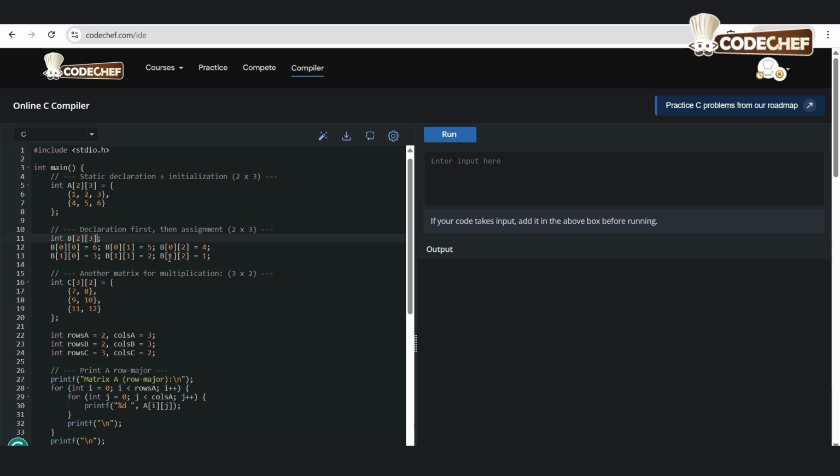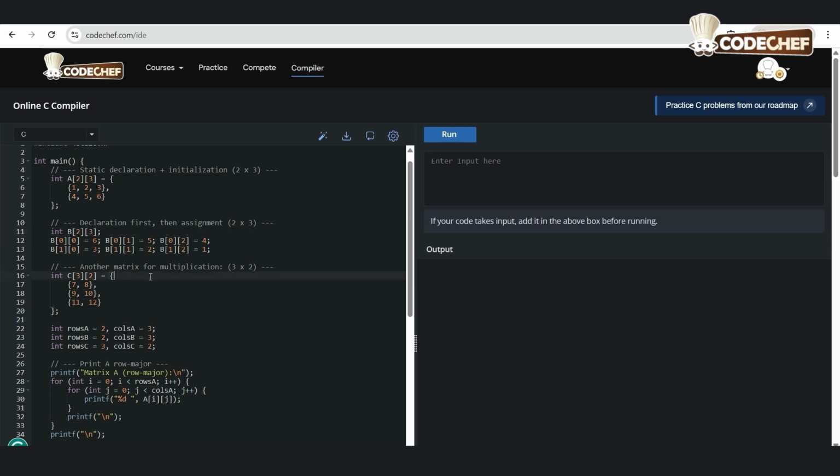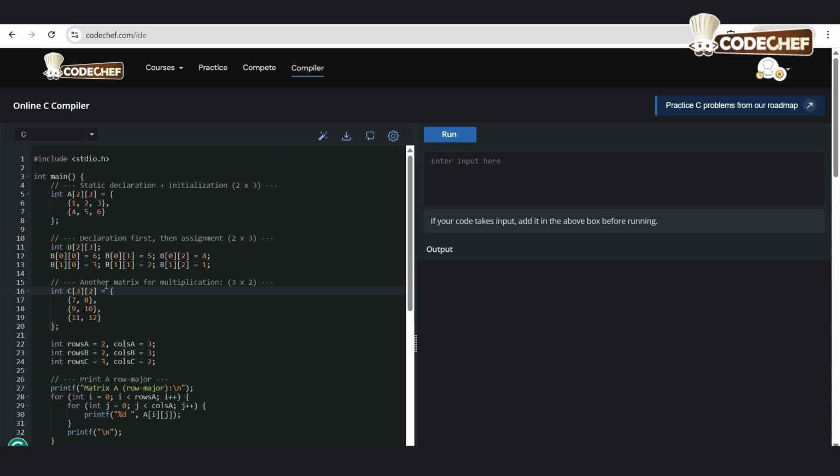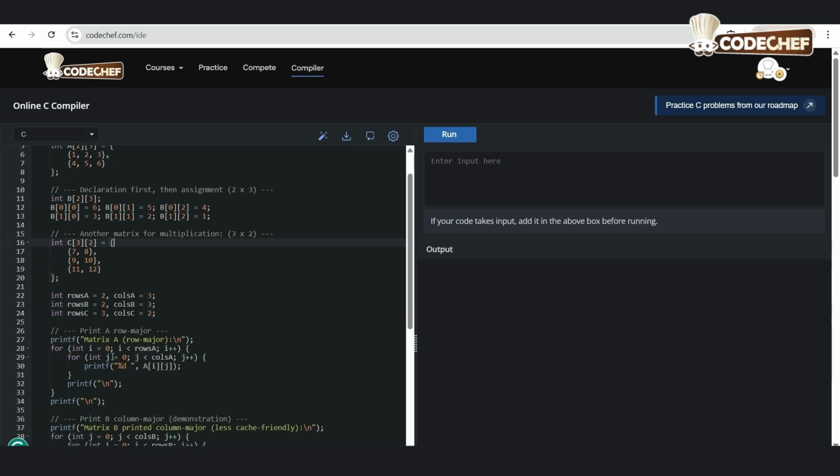Here we declared B and assigned each element individually. So this pattern is useful when values come from scanf or computed later. Now this is another matrix C over here, which we'll use for multiplication with A. Now we have to note that the dimensions of C are 3 rows and 2 columns, and we had 2 rows and 3 columns for A, 2 rows and 3 columns for B, and 3 rows and 2 columns for C. This makes loops readable, and lets us check dimension compatibility.